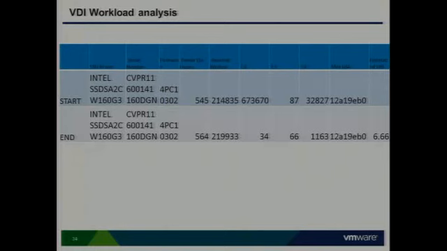And again, life expectancy with this kind of load is more than 6 years. But it's a really good number.